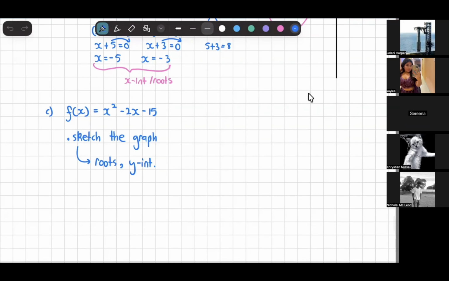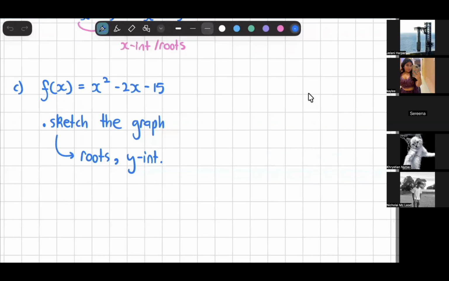So, Kaylee, I'd like you to give Patsy a read for me. f of x is equal to x squared minus 2x minus 15. Sketch a graph, roots, y-intercept.